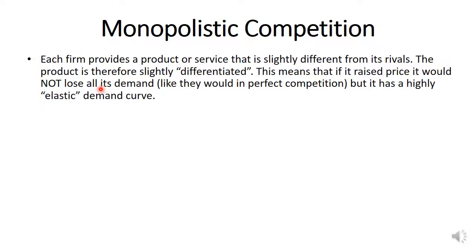Good example here is restaurants. Restaurants are often in monopolistic competition, because you think of any town, there's lots and lots of restaurants, and each of them are slightly different. And that means that if one raises its price slightly higher, people will still go and eat there because that's their favorite one, and so they're not going to lose all of the demand, although they might lose quite a lot of it. And so we have an elastic demand curve, and it's really quite highly elastic.